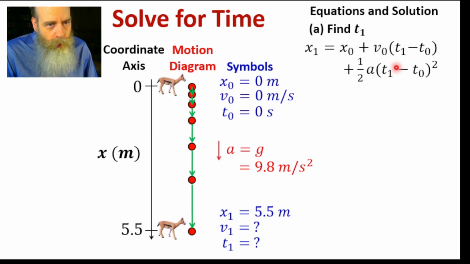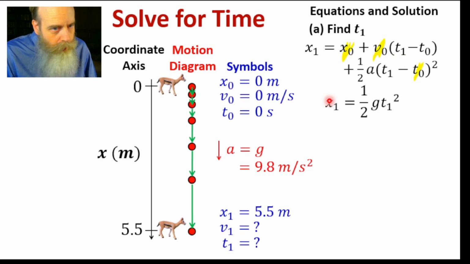Now, let's put in the things that we know. First of all, x0 is equal to 0, so that term just cancels out. Also, v0 is equal to 0, so that cancels out. And t0 is equal to 0. So what do we get here? We get x1 is 1/2 g t1 squared, because a is equal to g.